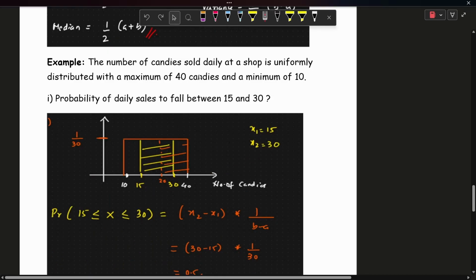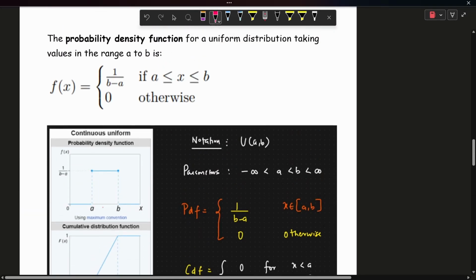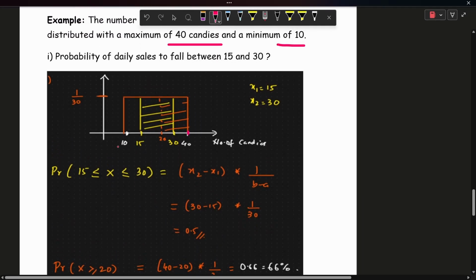So imagine you have a candy shop, and you have a maximum of 40 candies sold per day and a minimum of 10 candies. What is the probability of daily sales falling between 15 and 30? Here is the graph of this distribution. The maximum value is 40 and the minimum is 10. This is the same as the graph we saw. Here b is 40 and a is 10, and this will be 1 by b minus a, that is 40 minus 10, 30.